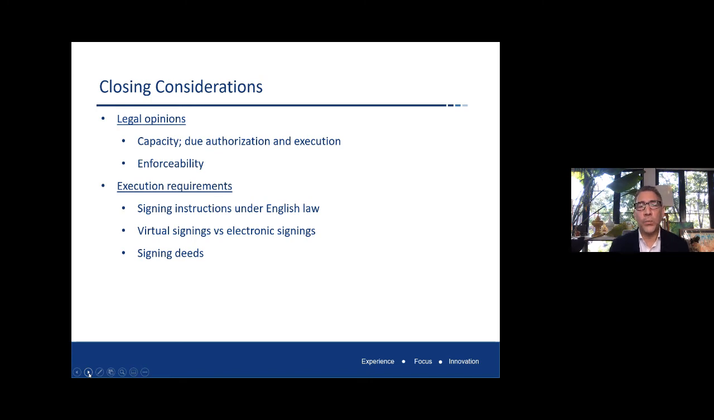And just one brief word, Tom mentioned deeds. Some English law documents take the form of deeds, and these have additional requirements for execution. Namely, you need to have them signed by witnesses. And so particularly in the context of our recent COVID shutdowns and lockdowns, organizing witnesses can pose its own logistical issues. And so you may want to think about this in advance. Let's move on to the next slide.